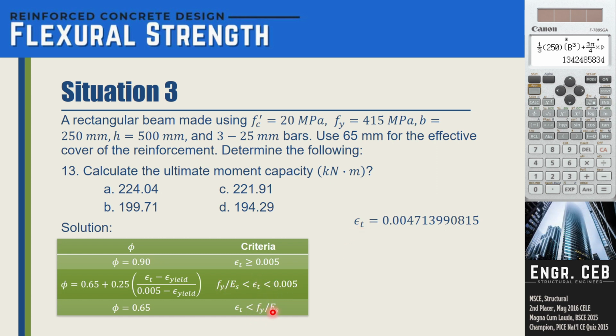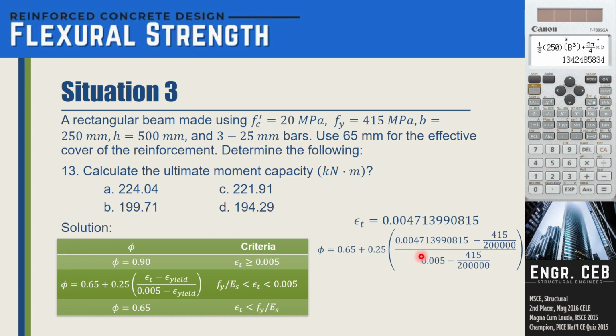So please compute for Fy over E sub S. Fy is 415 and then E sub S is the modulus of elasticity for steel. So 0.002. So our strain is higher than 0.002, no? So therefore, we fall into this category. Okay, so by the way, we have a name for this category. So for the first category, we call this the tension control. The second category is the transition stage, and then the third category is the compression control. So therefore, we will use this formula in determining the reduction factor.